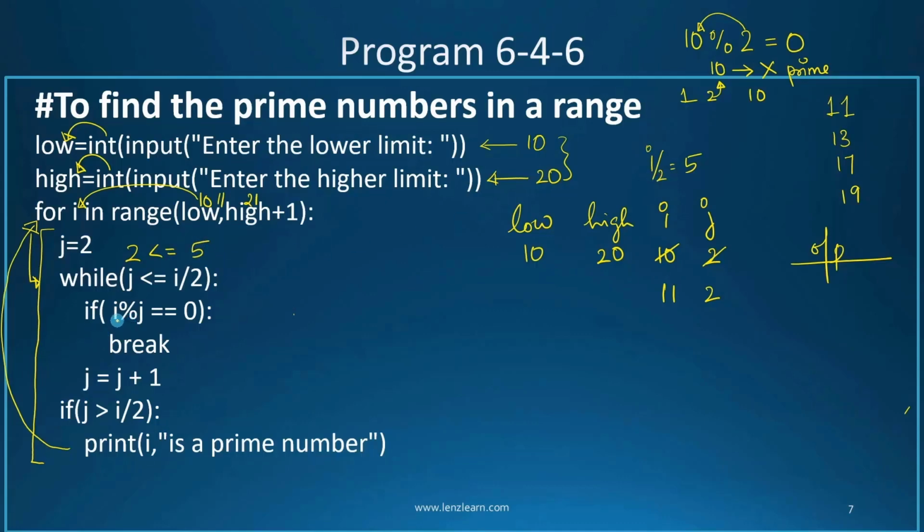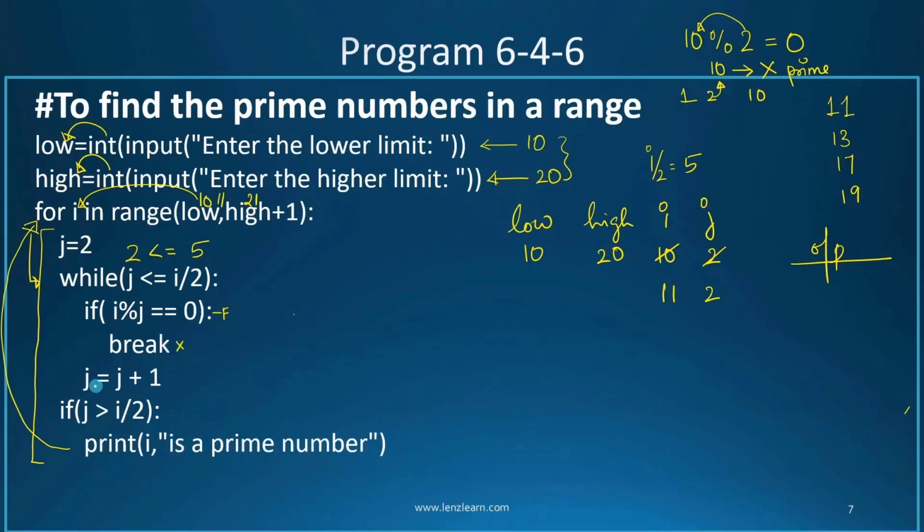And now I will check whether i modulo j is equal to 0. That evaluates to 11 modulo 2 equal to 0. You can see 11 modulo 2 will produce remainder 1, so this condition is false. Right, this condition is false, so the break statement will not get executed.